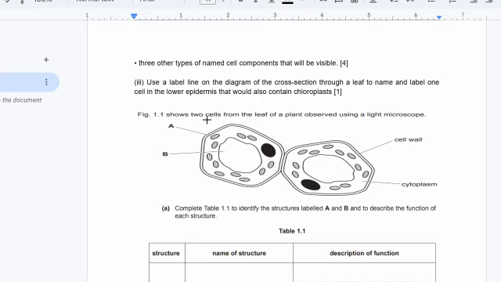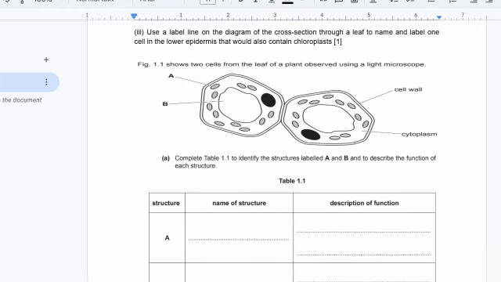Figure 1.1 shows two cells from the leaf of a plant observed using a light microscope. Now the figure is given in front of you, and the questioner has mentioned that it is observed with a light microscope. This is the cell wall and the solution in the cell is called the cytoplasm. Basically, they have drawn the guard cells or the spongy mesophyll cells. Complete table 1.1 to identify the structures labelled A and B and describe the function of each structure.